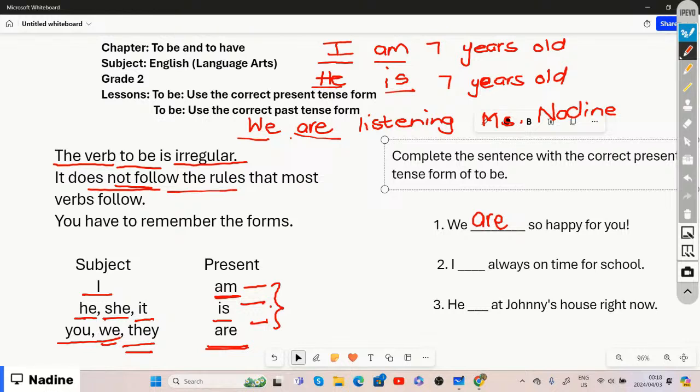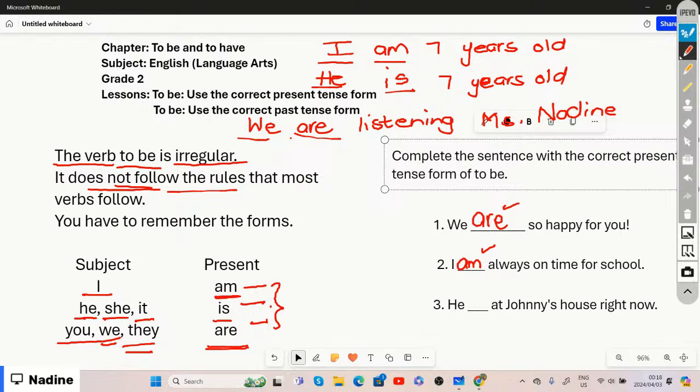All right, then if we choose the correct one, we can say I am always on time for school. So I am. So well done. I am is correct. So I am, right? If we look at the next one, right?